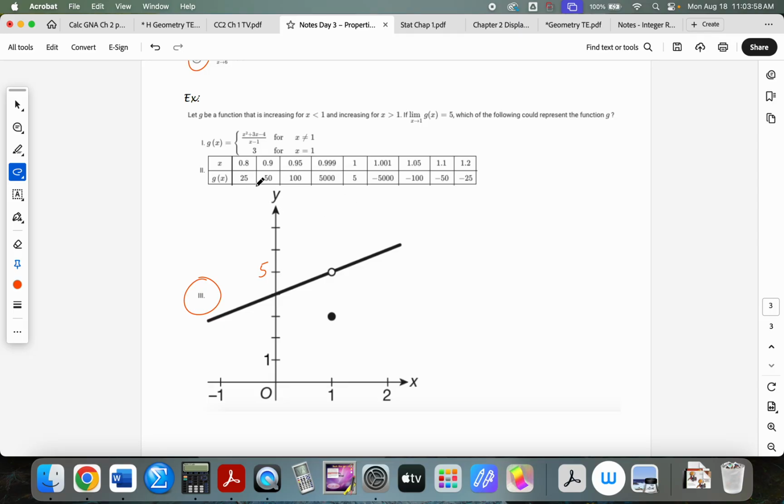Is this increasing as we're moving from left to right? 25, 50, 100, 5,000, that's increasing. Let's see if these are increasing. Negative 5,000, negative 100, negative 50, negative 25, is that increasing? Yeah. But then this says the limit as x approaches 1 of g of x is 5. Now, g of 1 is 5. But we don't care what happens at 1. We only care what happens as we get close to 1. And are those getting close to 5? Nope.